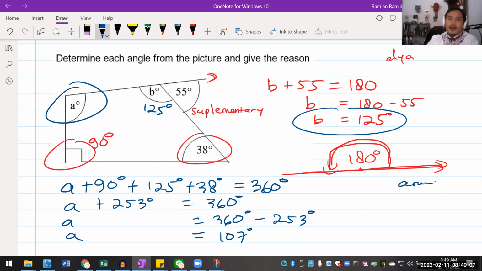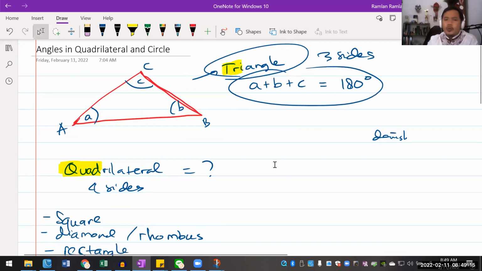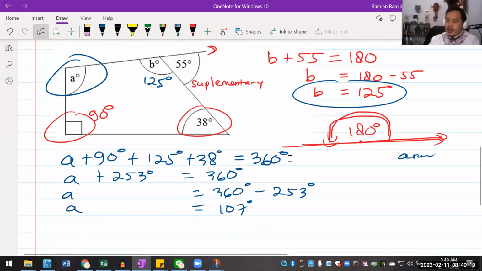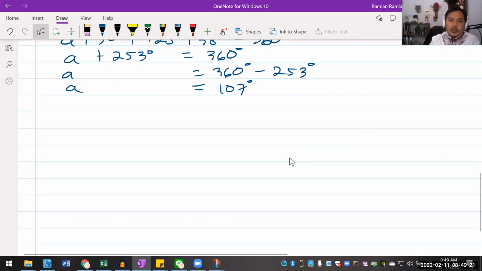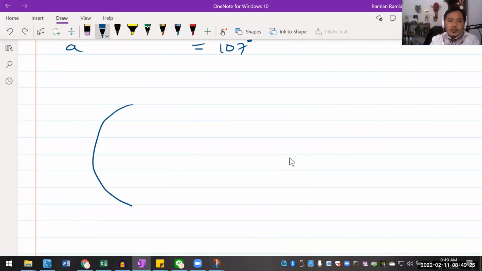Because I said before, final result is important, but more importantly is the process. Okay, so we're done with the quadrilateral. Now we're going to talk about circle. Because it said angles in quadrilateral and circle, again we're going to investigate a circle. Now, you know that a circle is, I'm not very good at drawing, so maybe a circle is something like this. Yeah, it looks like a potato, but it's okay.